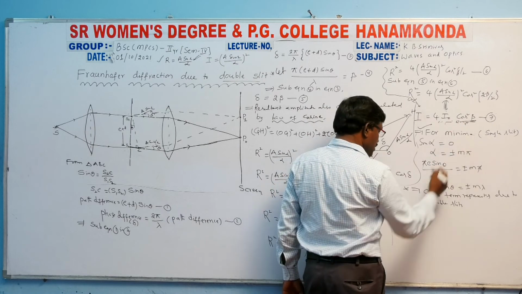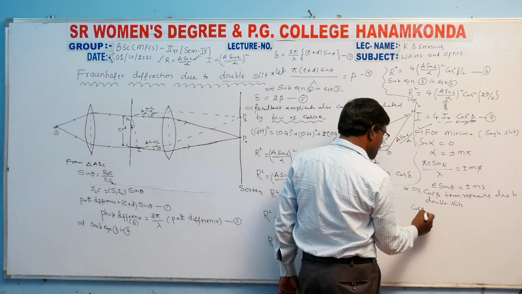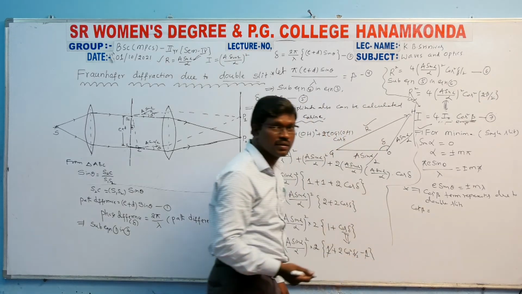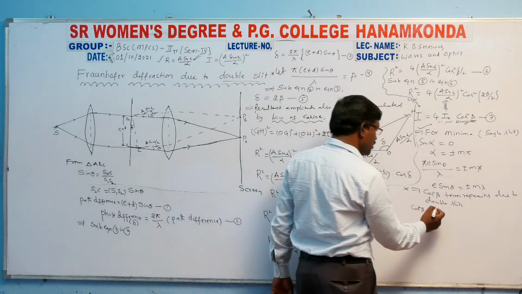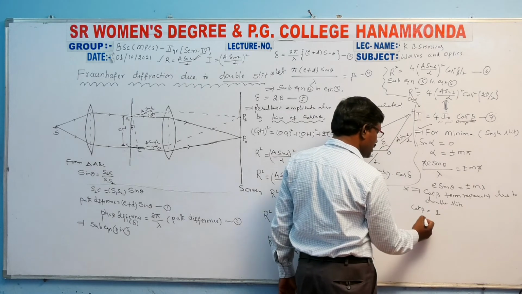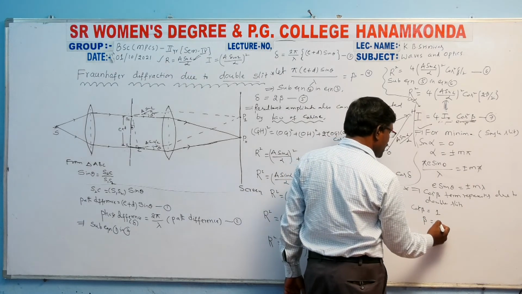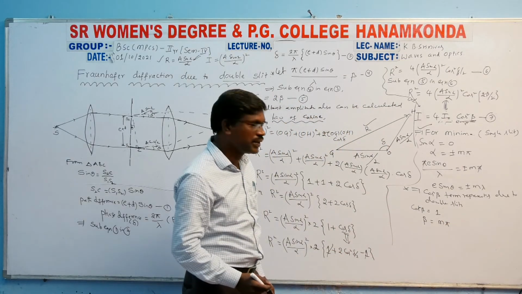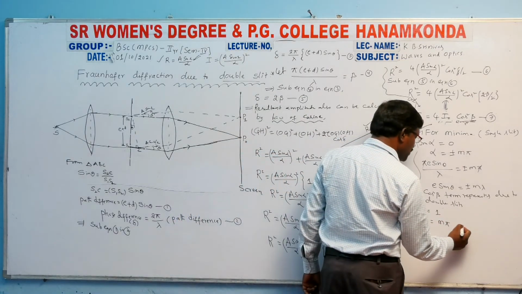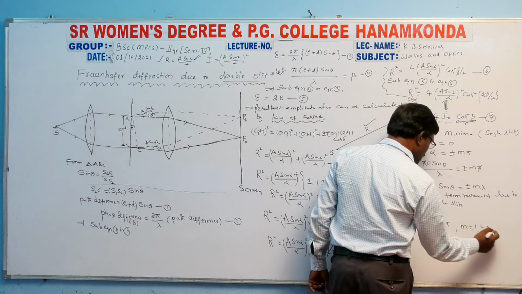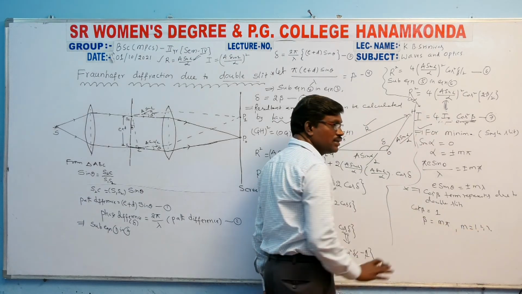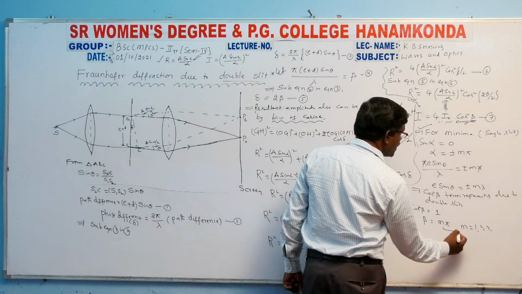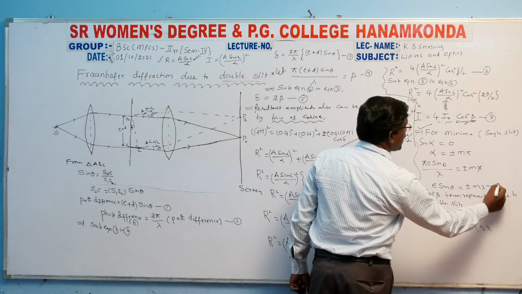So when this term becomes maximum, when cos square beta is equal to 1, when beta is equal to m pi, where m is equal to 1, 2, 3, 4 and so on. You can give values for m, always you will get cos square beta as 1 only. What is the beta value?